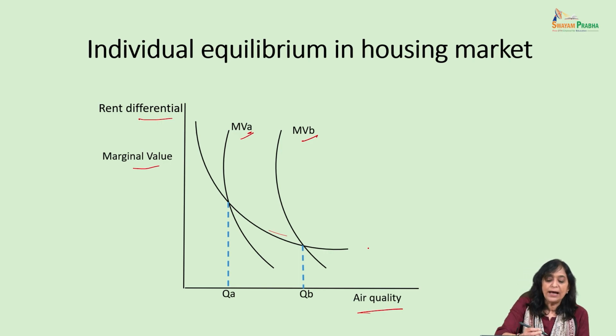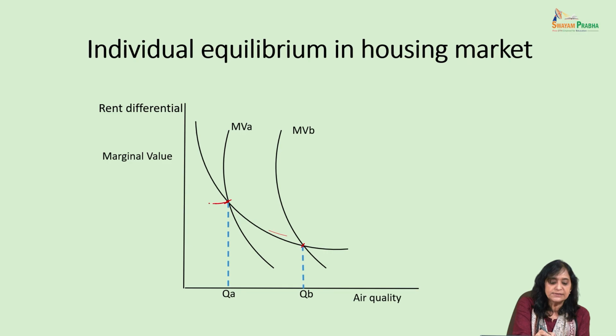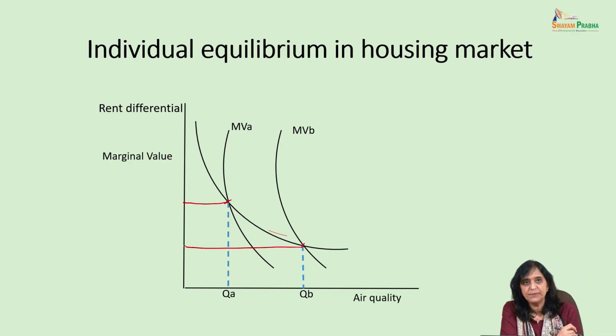Marginal values of consumer A and B are also downward sloping, indicating that the marginal utility is diminishing. Okay. So if a person A is valuing air quality more than person B, then what will happen is that he will be paying a higher rent compared to person B. So this is how we get the individual equilibrium in the housing market.